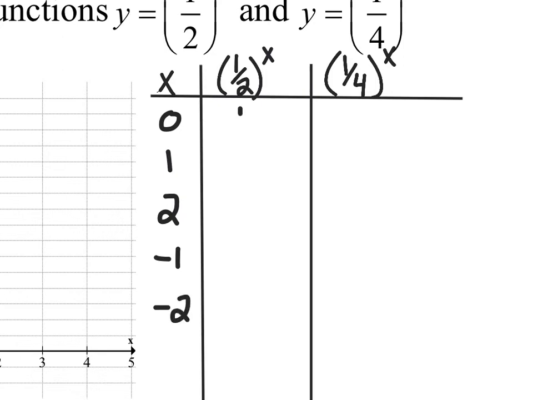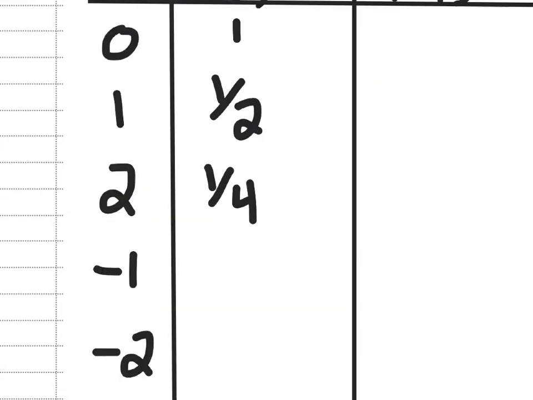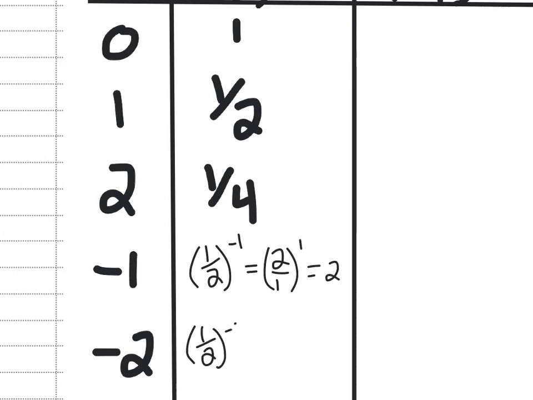1/2 to the 0 is 1. 1/2 to the first is a half. 1/2 squared is a quarter. When we get into the negative exponents, this is where it gets a little bit trickier. So we have 1/2 to the power negative 1, which of course flips the fraction, making it 2/1 to the first, or 2. And 1/2 to the negative 2 makes it 2 over 1 squared, or 4.